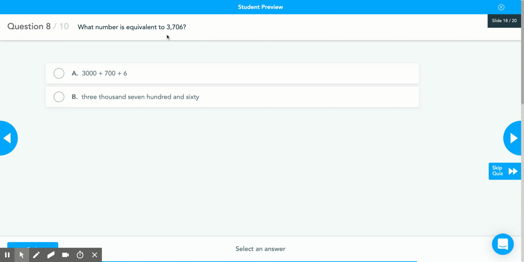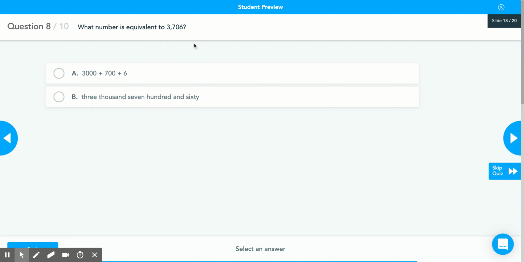Next, we have what number is equivalent to 3,706. So if we break it down, we have the 3 in the thousands place, so then we need 3,000. In A, 3,000 is represented, so that makes A correct so far. And same as B, 3,000 is written out, which also makes it correct. Next, we have the 7 in the hundreds place, so then we'd have to find 700. In A, 700 is written in expanded form, so A is correct so far again. And same as B, 700 is written out in words, which makes it correct so far again.